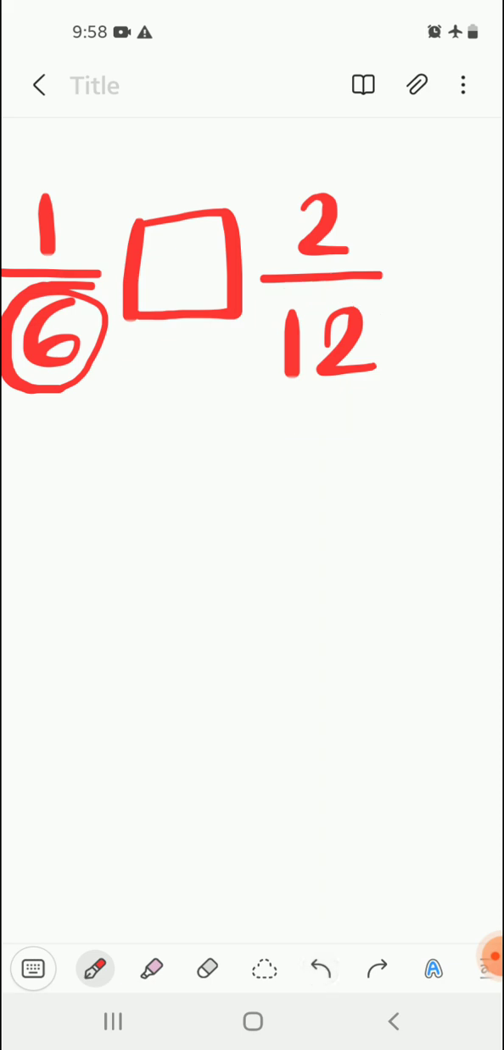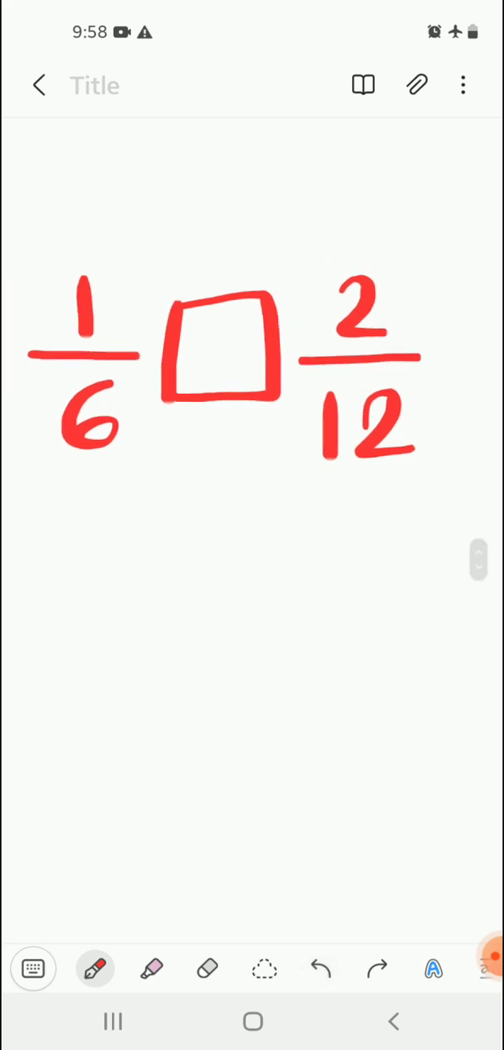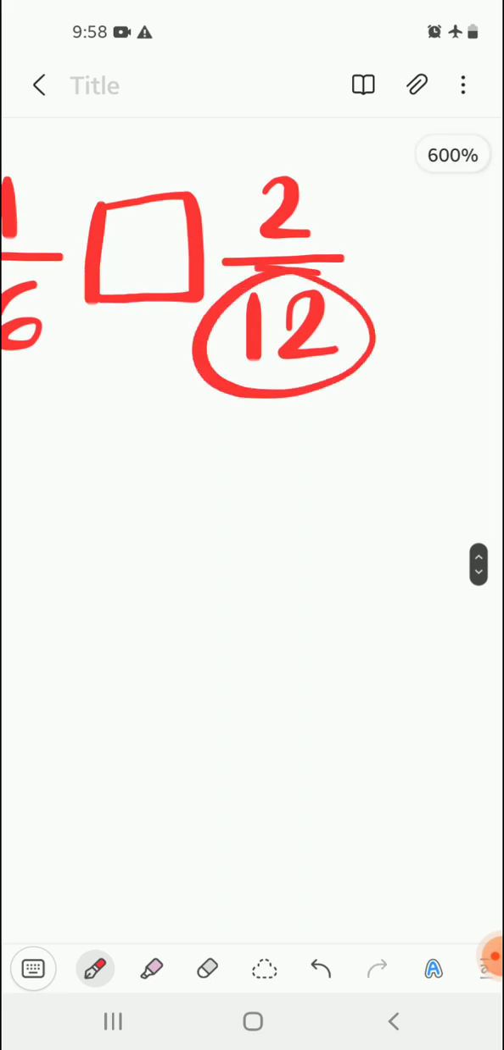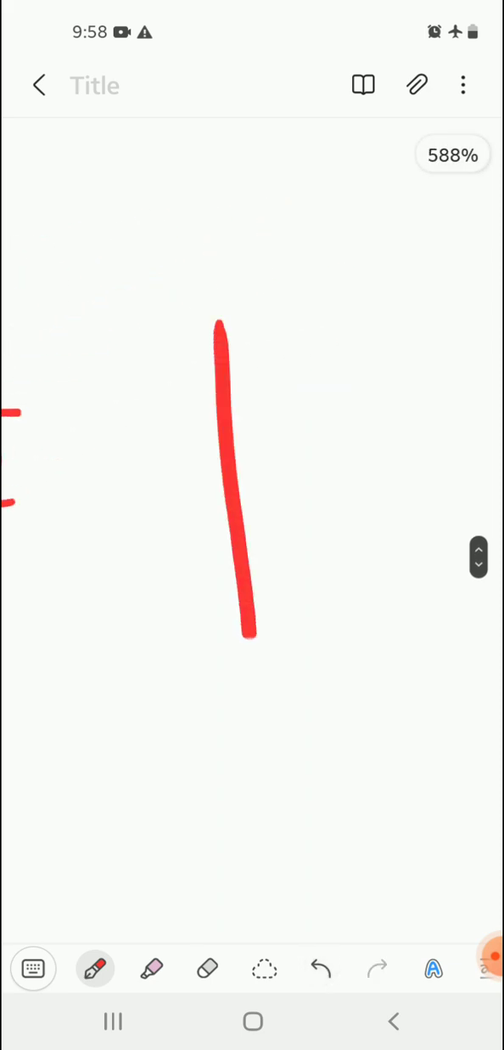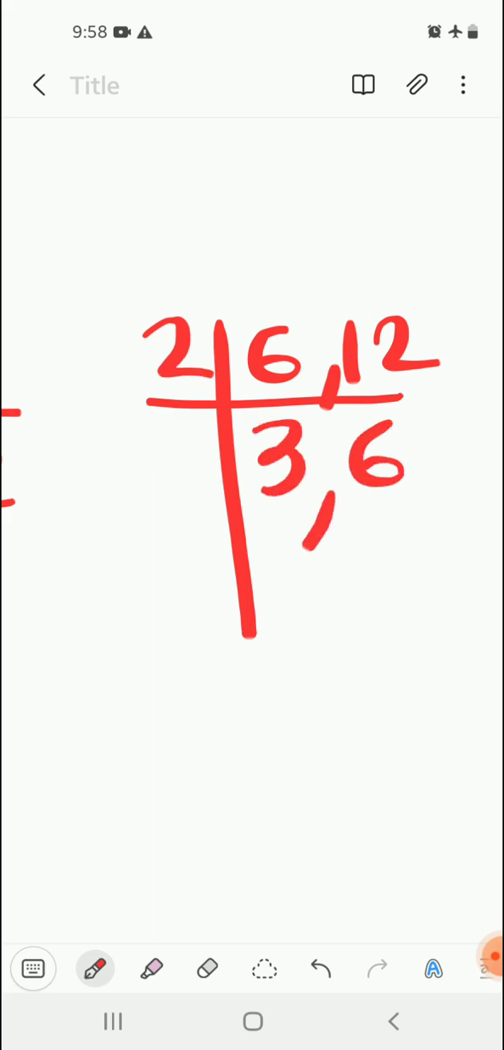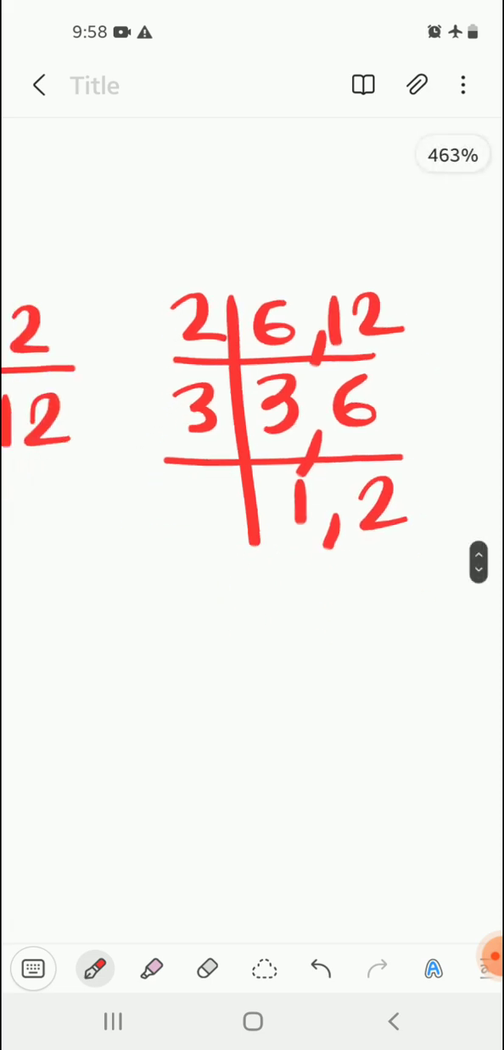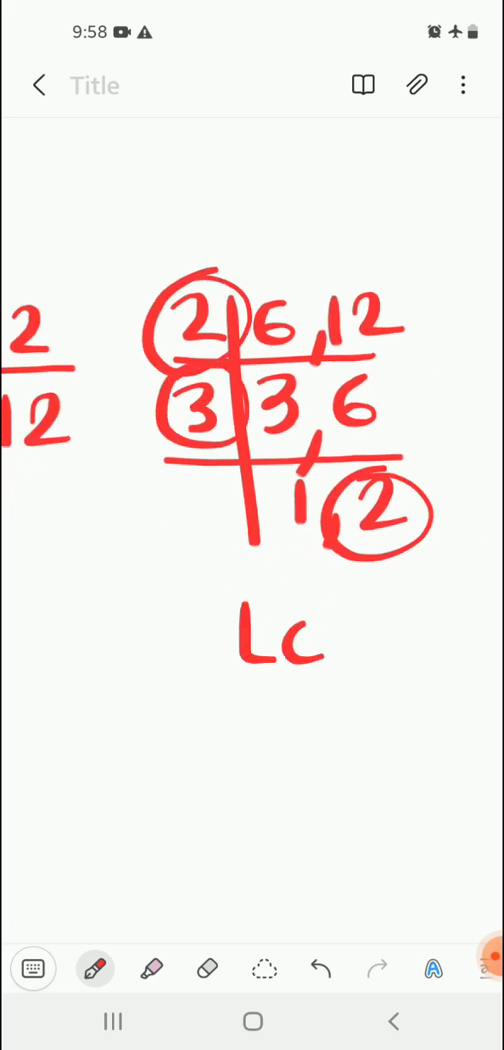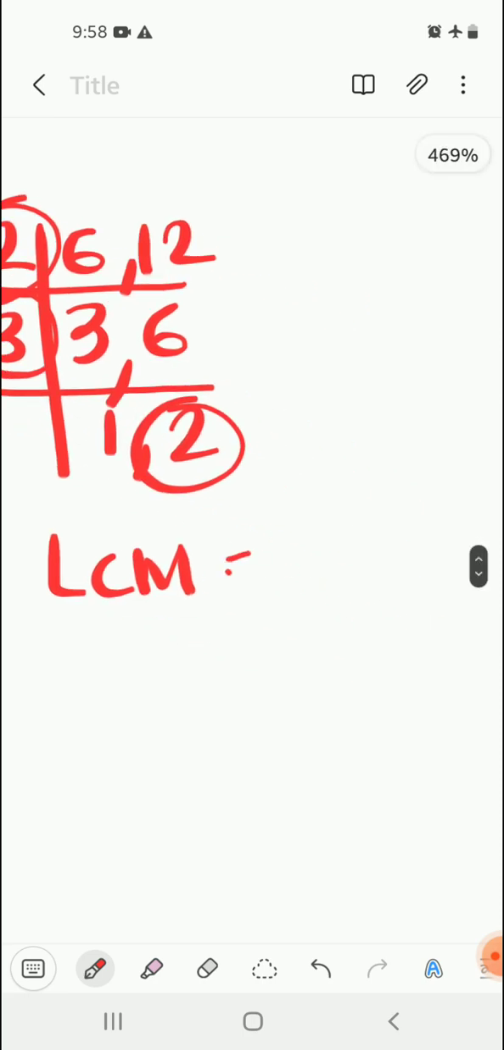So in that case, the LCM will be 12. Or if you are confused, you can also find the LCM. It is 6 and 12. With 2 we get 3 and 6. With 3 we get 1 and 2. So the LCM is 2 into 3 into 2, which is 12. So, it's the same thing. LCM is 12.